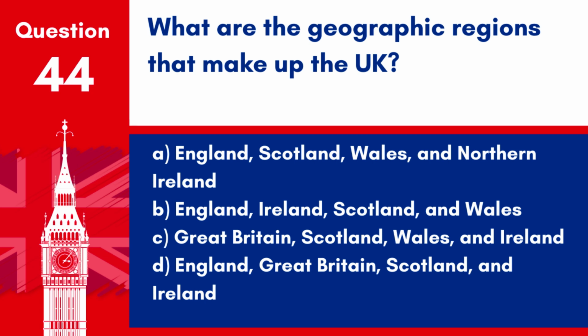Question 44. What are the geographic regions that make up the UK? A. England, Scotland, Wales, and Northern Ireland. B. England, Ireland, Scotland, and Wales. C. Great Britain, Scotland, Wales, and Ireland. D. England, Great Britain, Scotland, and Ireland.